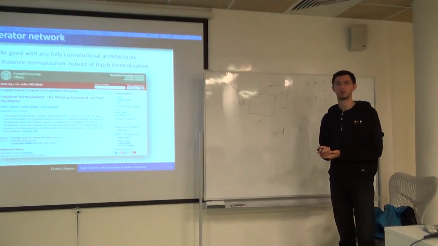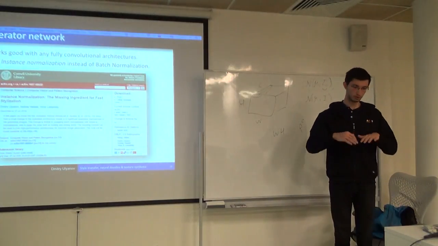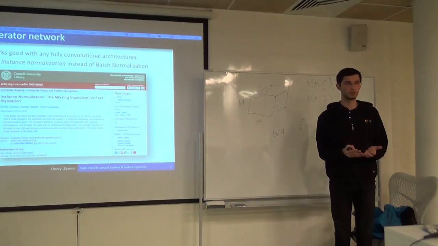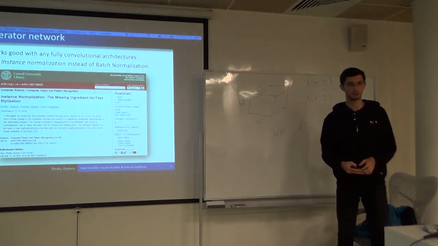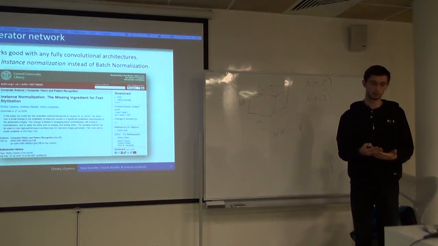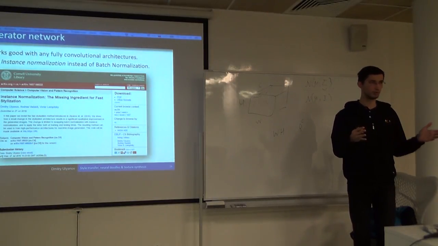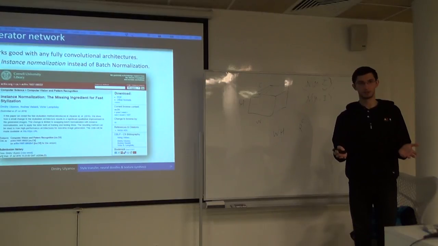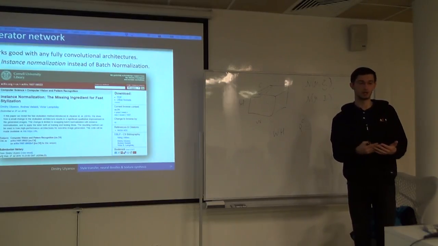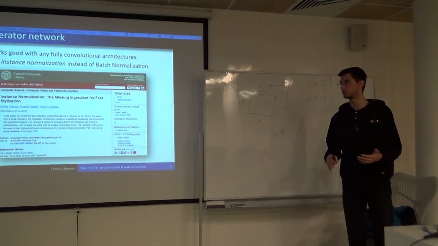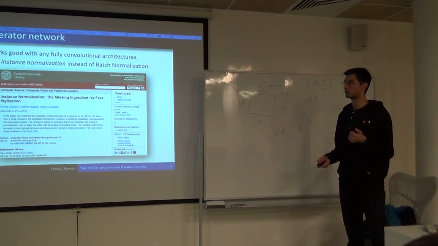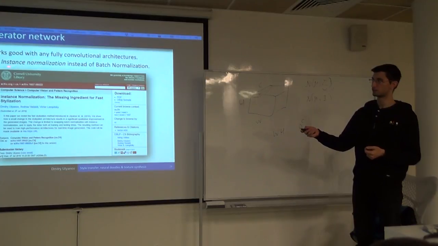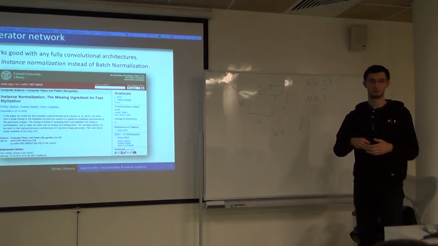One word on the generator network. Basically, what we use is a fully convolutional neural network that consists only of convolutions. There are no fully connected layers at all, and that is good because you can apply it to an input image of any size, while trained on, let's say, 256 by 256. But one thing: you should use instance normalization layers instead of batch normalization.